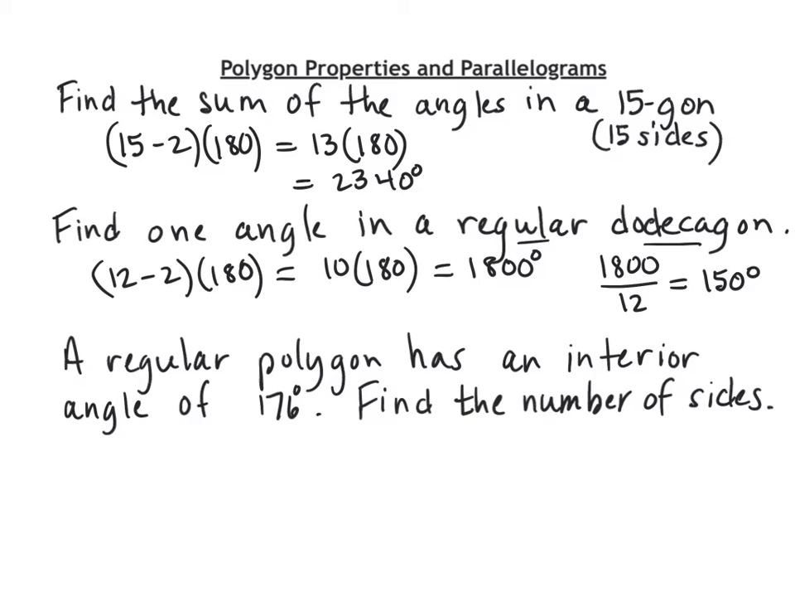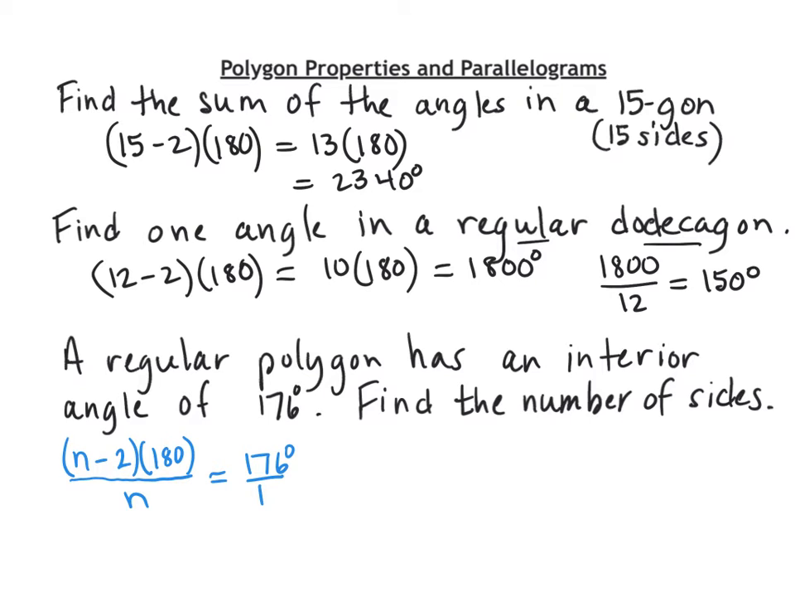A regular polygon has an interior angle of 176 degrees. Find the number of sides. There are a couple of ways we can do this. The first is to create an equation. I know that n minus 2 times 180 is the sum of all the angles. I know that if I divide by n, I get one of those angles, and that angle happens to be, in this case, 176 degrees.